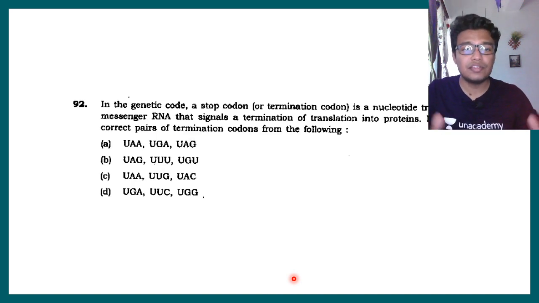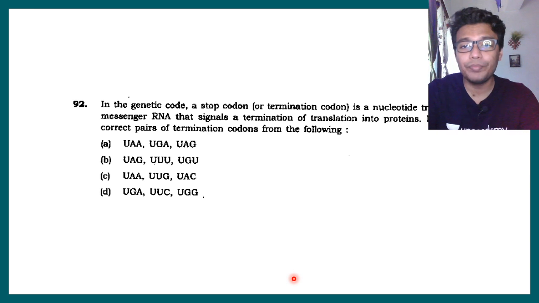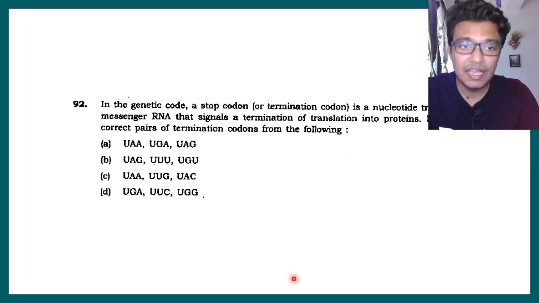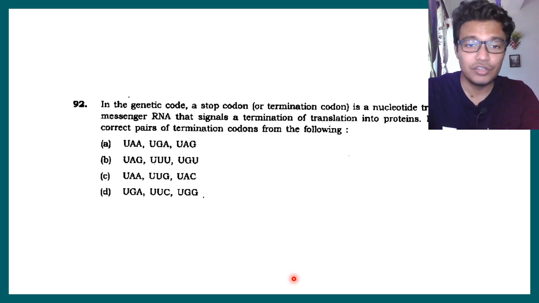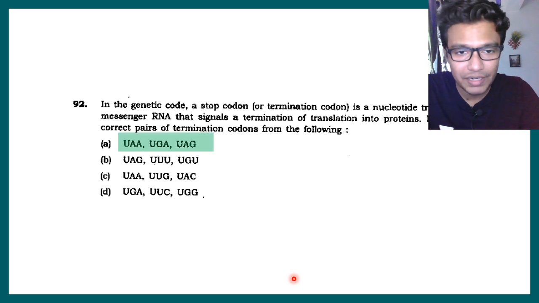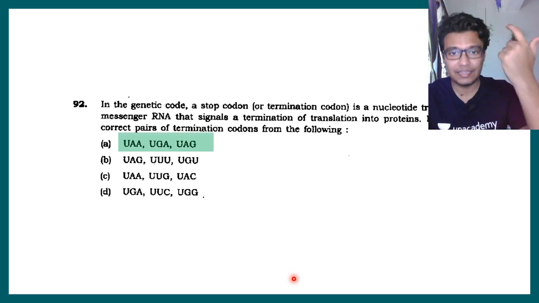Okay, then there is a question in genetic code. A stop codon is a nucleotide triplet within messenger RNA that signals a termination of translation into proteins. Identify the correct pairs of termination codons. You have to just identify the stop codons from these options, and this is super easy. You can do it just like this.